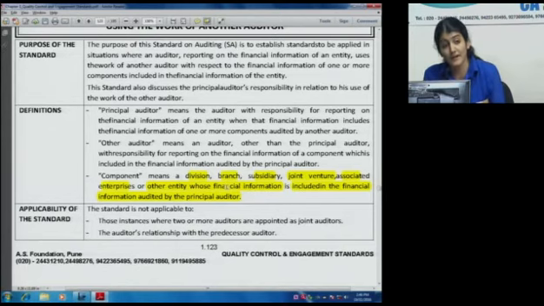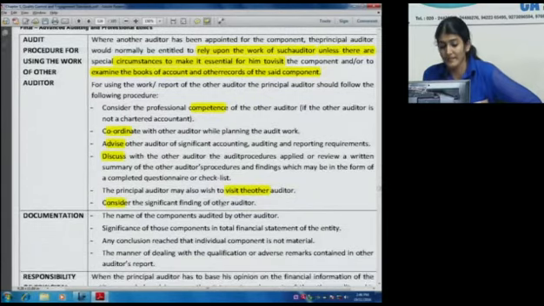So this standard will also apply for the auditor reporting on consolidated financial statements, where there is a holding company and subsidiaries, and some of the subsidiaries have been audited by another auditor. So wo bhi chota bhai. You understand over there? Right. Then what does it say?